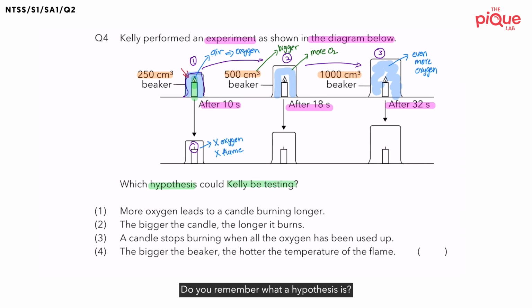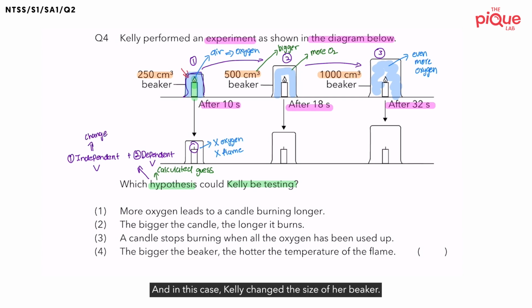Do you remember what a hypothesis is? A hypothesis is a calculated guess. And more importantly, within this hypothesis, we must have our 2 key variables. The first is our independent variable, and the second, our dependent variable. The independent variable is the variable that we change. And in this case, Kelly changed the size of her beaker.